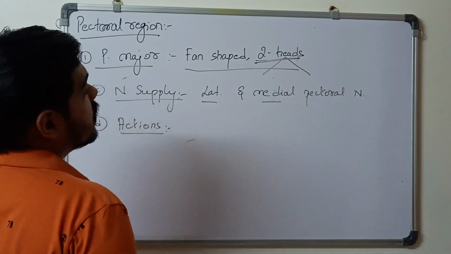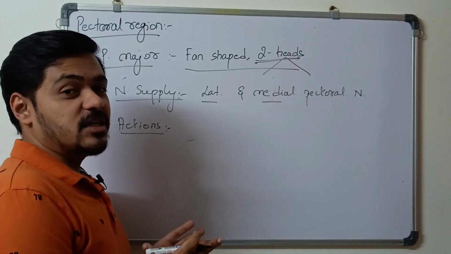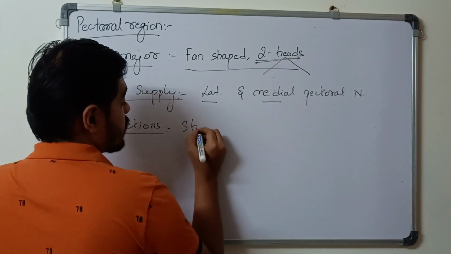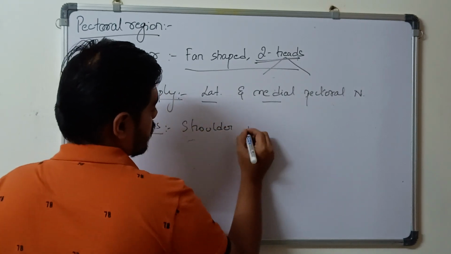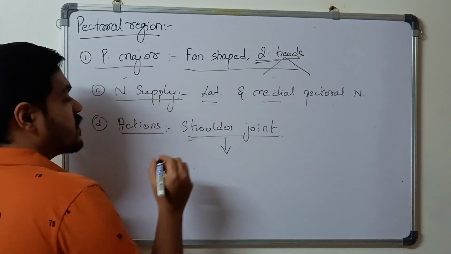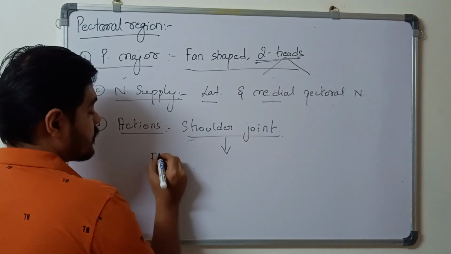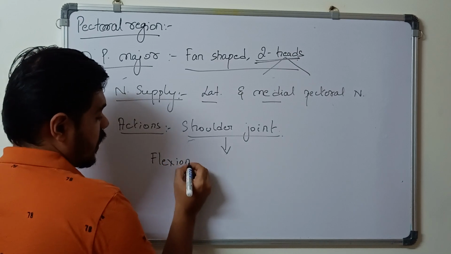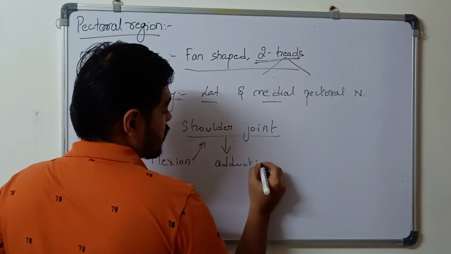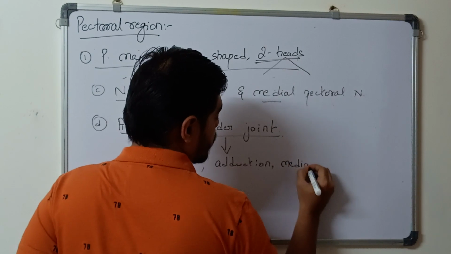Okay, so coming to the last one, the actions. As you might already know, this muscle connects the axial skeleton to the humerus, right? So it acts on the shoulder joint. So what are the actions that it has over the shoulder joint? One is flexion at the shoulder joint, adduction at the shoulder joint, as well as medial rotation of the arm.